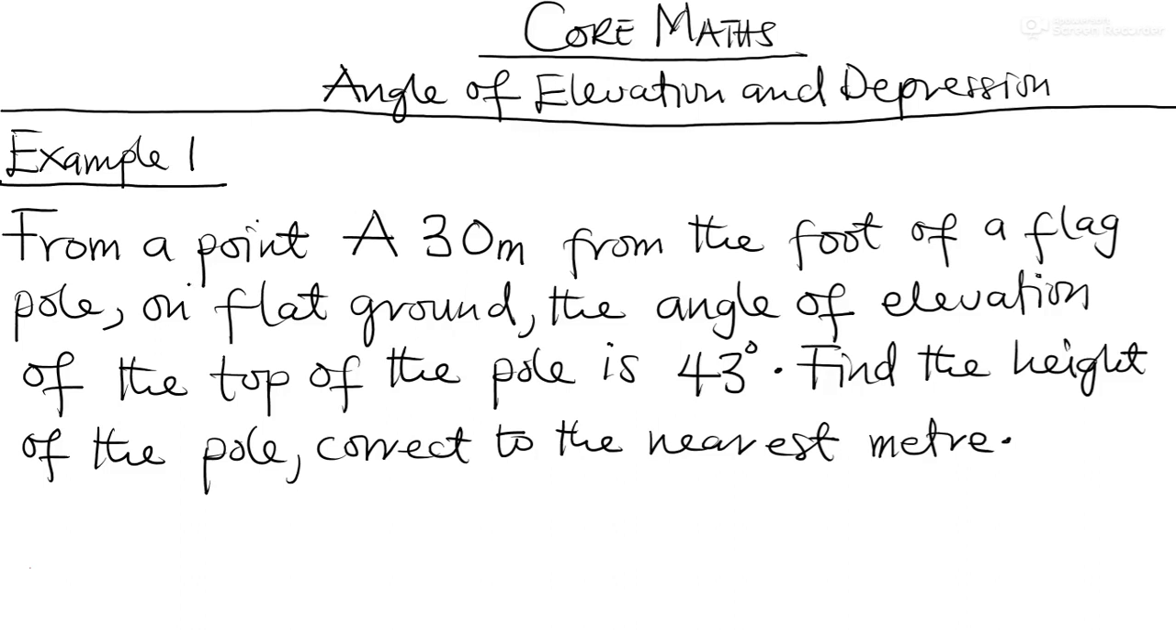Now, the first thing for you to do when you get the question is to read to understand. Okay, so we are going to read our question again in order to understand. Right, so let's read. From a point A, 30 meters from the foot of a flagpole on flat ground, the angle of elevation of the top of the pole is 43 degrees. Find the height of the pole correct to the nearest meter. Good. So we have read our question and we have understood it.